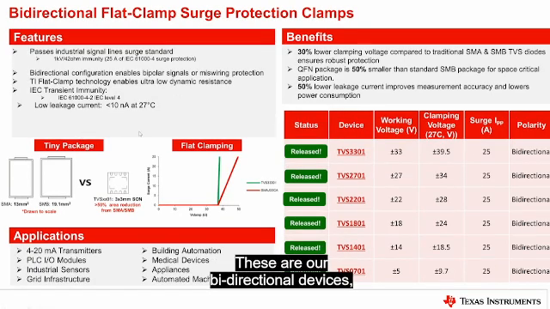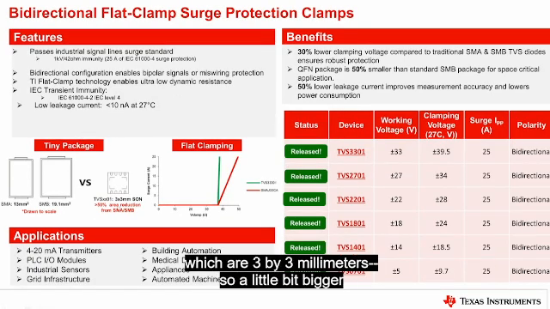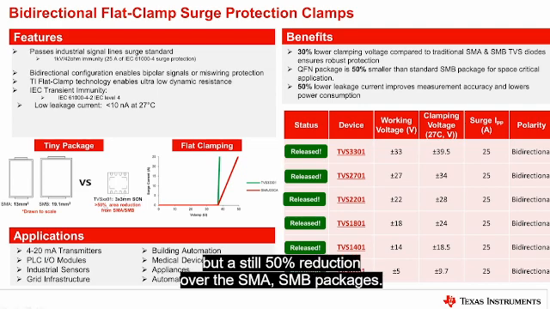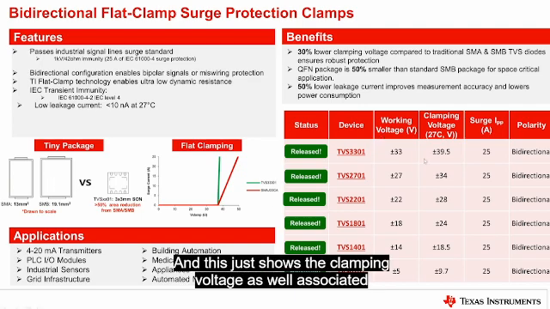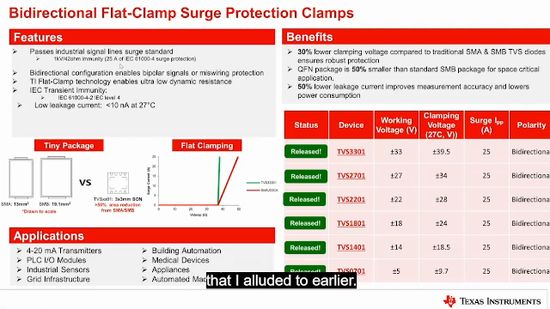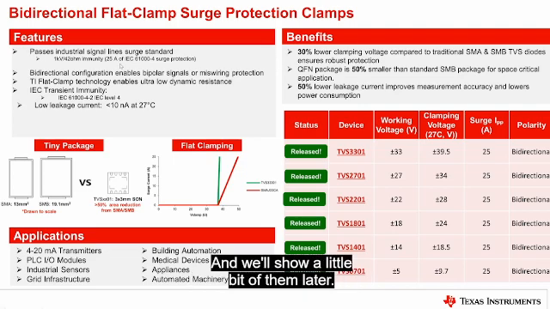These are our bidirectional devices, which are 3x3mm, so a little bit bigger than our unidirectional devices, but still a 50% reduction over the SMA and SMB packages. This also shows the clamping voltage associated with them, which is still extremely tight relative to the SMA and SMB bidirectional devices for the 1 kV 42 ohm surge immunity, which is talked about in the surge protection videos that I alluded to earlier, and we'll show a little bit of them later.